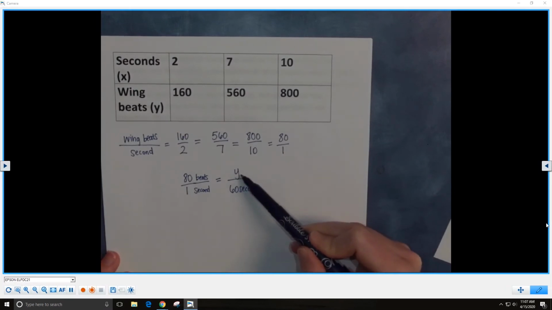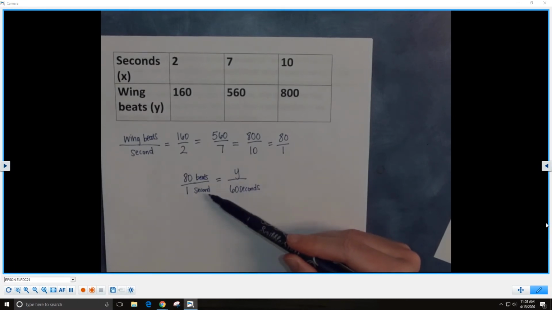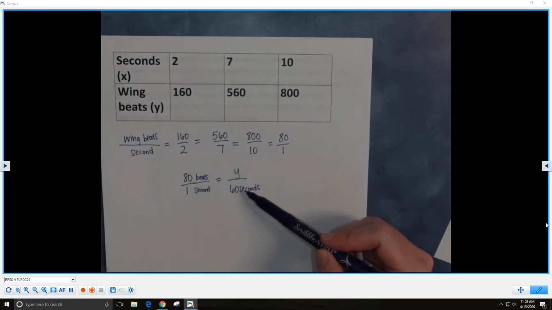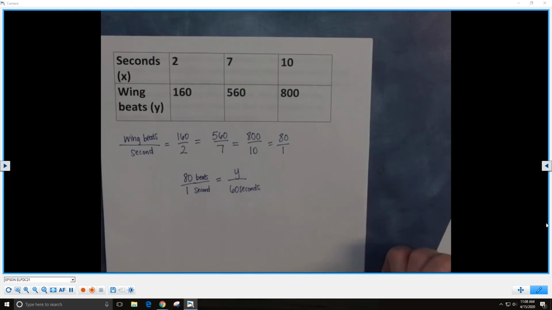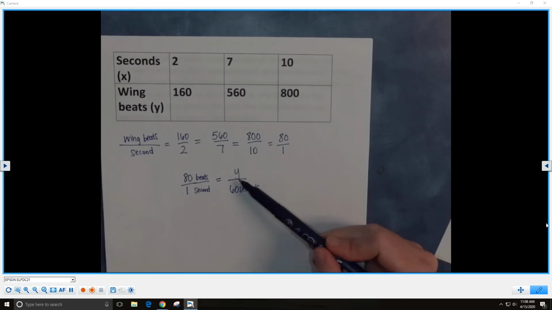Remember that y is the number of beats. We know that there are 80 wing beats in 1 second, so there are y wing beats in 60 seconds. How do we find the value of y, which is going to be the number of wing beats? Well, we can solve this equation using strategies we already know. If we want to isolate y, what do we need to do?